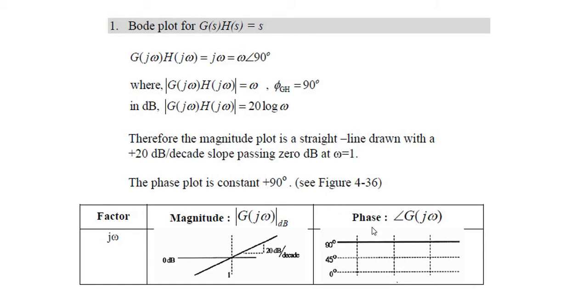The next one is for the phase. The phase will be 90 degrees all over the scale. So if you have s here, s is actually j omega, and for the magnitude it will have a slope of 20 dB, and you also have the phase of 90 degrees. That is to remember and understand.